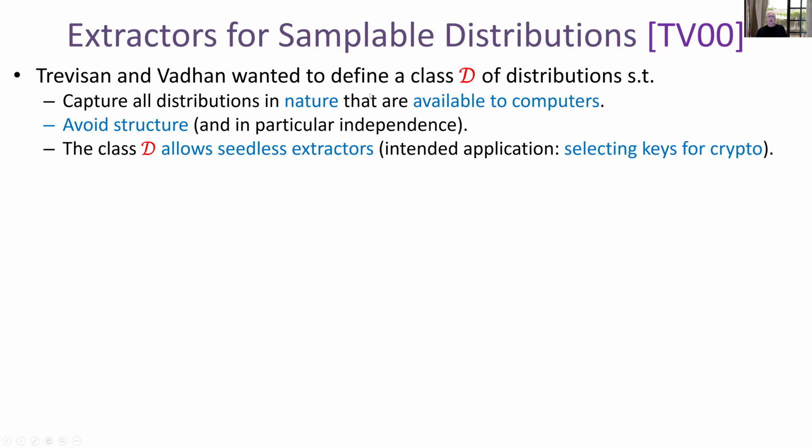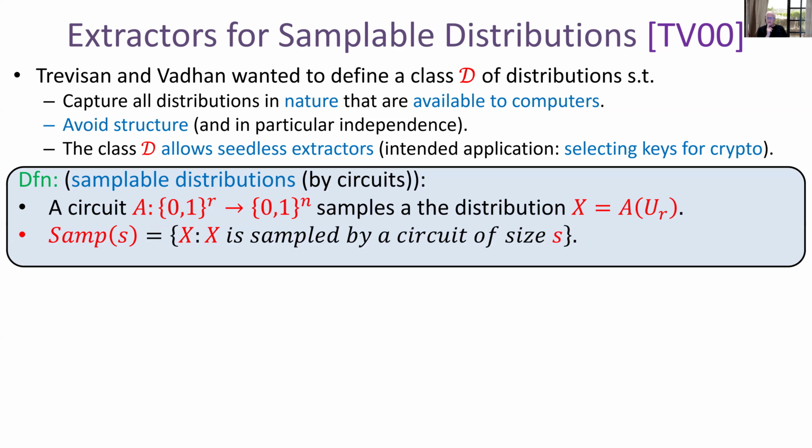And they wanted to define a class of distributions which captures the kind of distributions that are available to computers in nature, which avoids structure, right? So it does not assume strong independence conditions between sources, and allows seedless extractors that run in polynomial time. And their intended application was selecting keys for cryptographic protocols, which is maybe the most adversarial scenario in which we want to extract randomness from weak random sources. And the class they decided upon is the class of samplable distributions.